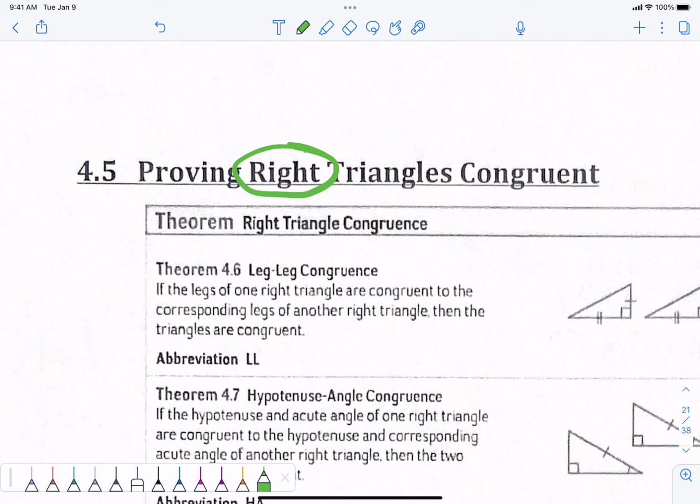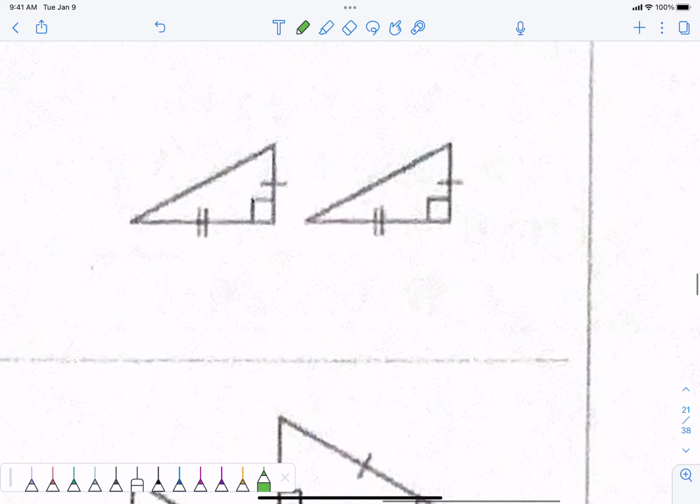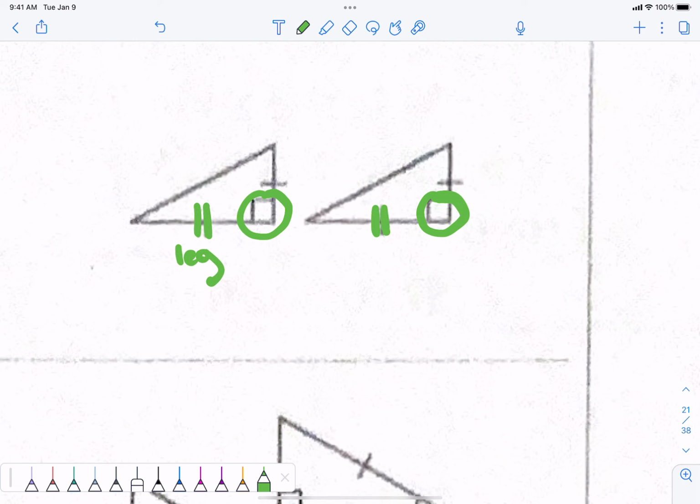Well, 4-5 is saying if it's a right triangle, we only have to do 2 things because the right angle is already in place. Like these 2 triangles here, they already have right angles. So all we have to do is show that this leg matches this leg, and this leg matches this leg. These are called legs. The 2 legs match the other 2 legs.